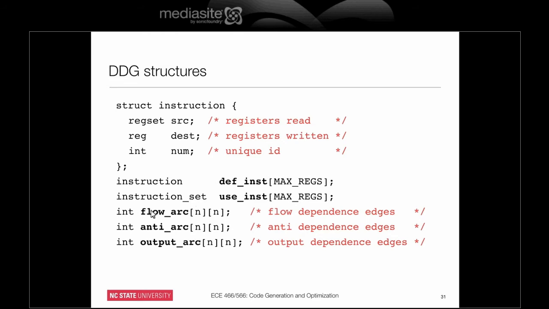Okay, and then I have three matrices, flow arc, anti-arc, and output arc. And this represents true dependences, anti-dependences and output dependences. And if I have a dependence from instruction 1 to instruction 3, then I'll set that entry in the matrix at 1, 3 to 1. Right, so I'll initialize these matrices to 0, and I'll only set entries in the matrix to 1 if there is actually a dependence between those two instructions.